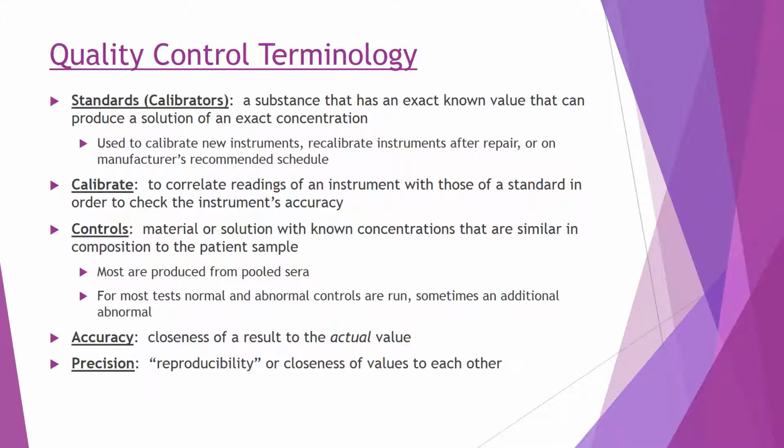And controls. Controls are materials with a known concentration that are similar in composition to the patient sample. These are a lot of times produced from pooled sera, and for most tests, a normal and abnormal control is run. Sometimes an additional abnormal will be run along with that. Accuracy is the closeness of a result to the actual value, and precision is the reproducibility or the closeness of values to each other. And we will talk about those a little bit more in the upcoming lectures.